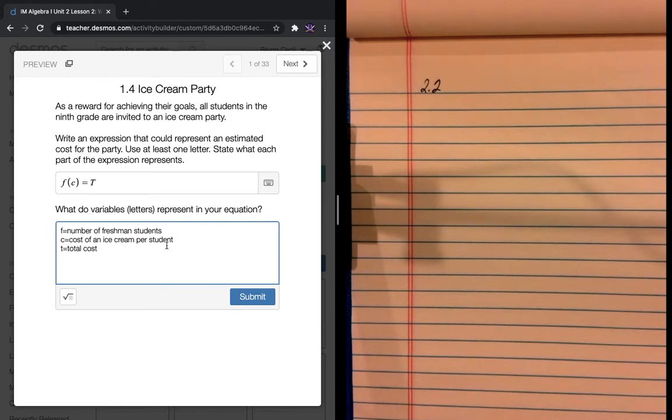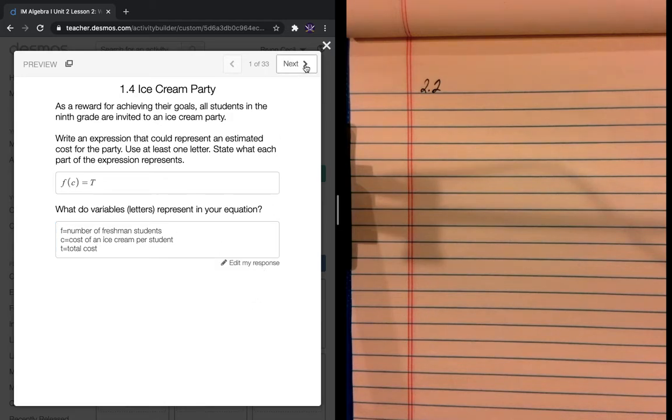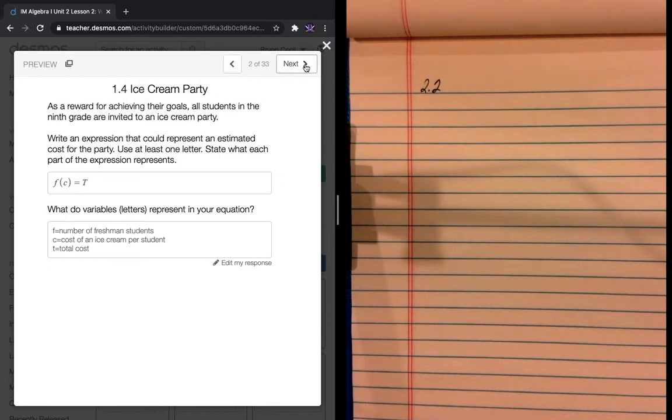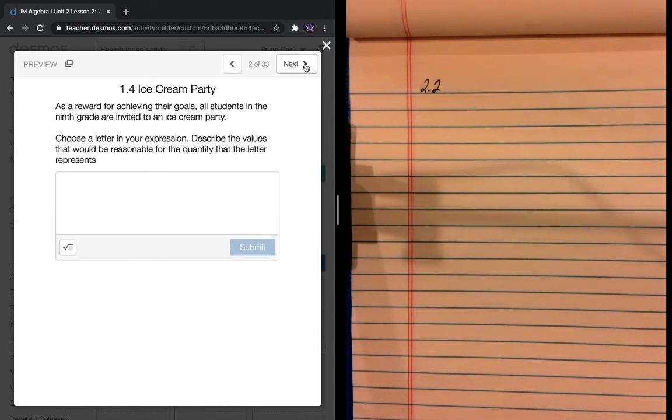But if we have that set thing, similar to the ice cream social that we did, where we used those little cups, here's the cost of an individual ice cream cup. We take that times the number of students, and we know how much we're going to spend on the little cups of ice cream. Now we're going to choose a letter in your expression to describe the values that would be reasonable for the quantity that letter represents.